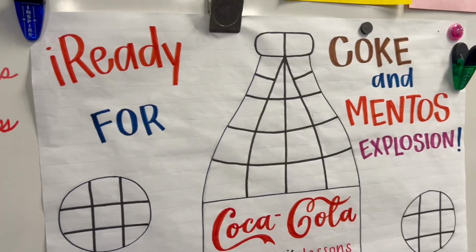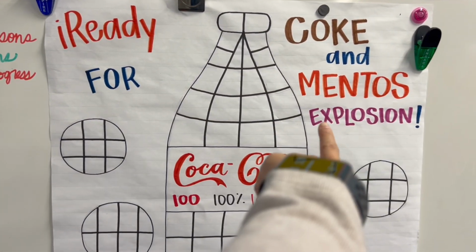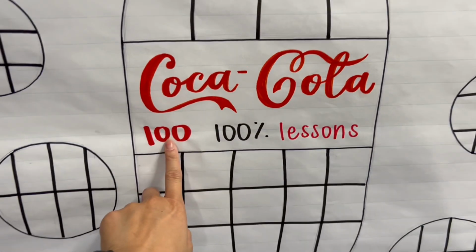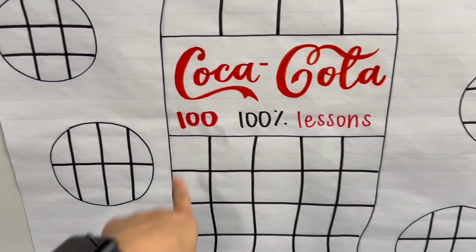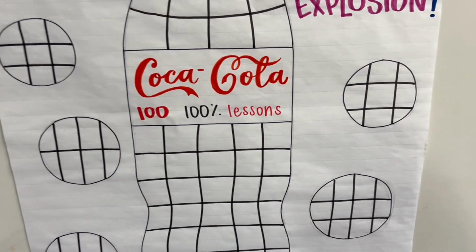Since the students are coming back from Thanksgiving break, there are so many new things that we're implementing to make sure that students are meeting expectations. Here are 2 of the ones that I created. We have this iReady Coke and Mentos explosion, where students will have to reach 100% in their lessons. They'll get to color it and put their names in it. I'm sure a lot of people have seen something like this.